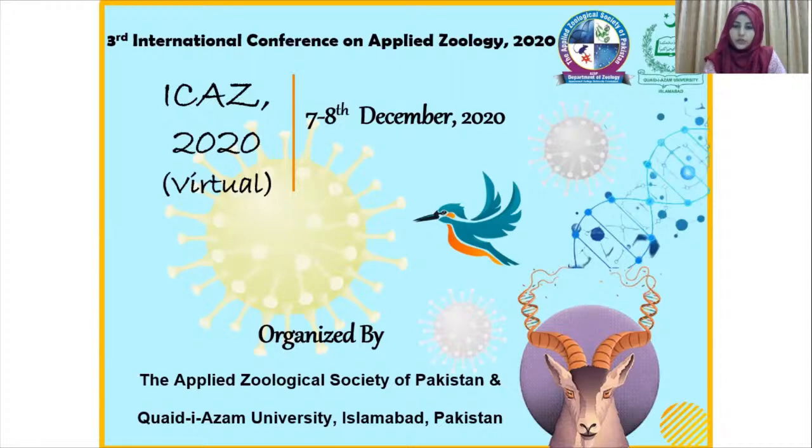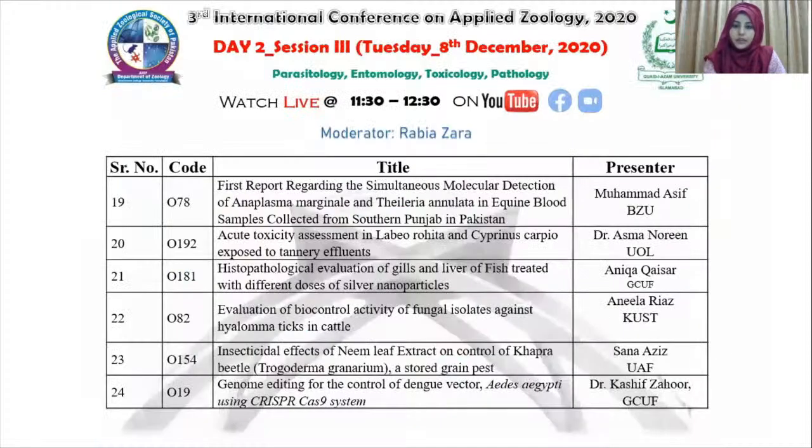Let's begin our session with the first talk by Muhammad Asif from Bahauddin Zakariya University. He will be delivering his talk on the first report regarding the simultaneous molecular detection of Anaplasma marginale and Theileria annulata in equine blood samples collected from southern Punjab in Pakistan.